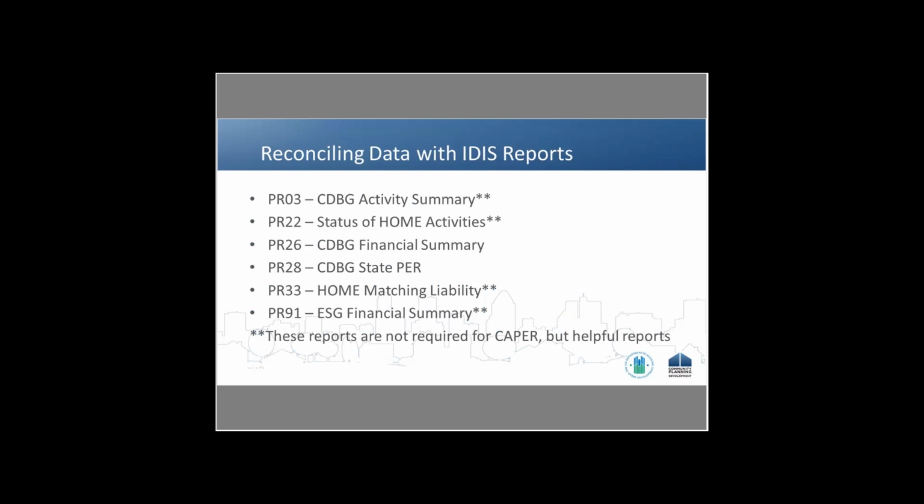Just a couple of reports, I think we see so many questions coming in of asking for help in terms of reconciling data with IDIS reports or reconciling data within the CAPR. And here are a couple of IDIS reports that can be very, very helpful to double check and cross check all of the data within your CAPR. It's your CDBG activity summary, so the PR03, the PR22, the PR26 and PR28, which are part of the reports that are required within your CAPR, but then also the PR33 and the PR91 for ESG grantees. And these can all be very helpful reports in double checking your CAPR information and making sure that all of that information flows smoothly and is correct in your final CAPR.